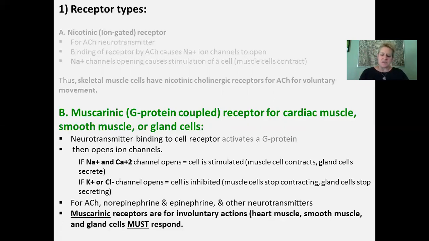If that receptor opens up an ion channel for potassium or chloride, remember it keeps cells cool and calm, or kicks them back and relaxes them. So you know the cells are going to relax: muscle cells relax, gland cells stop secreting. Just know the ion channels and what each does to a cell.